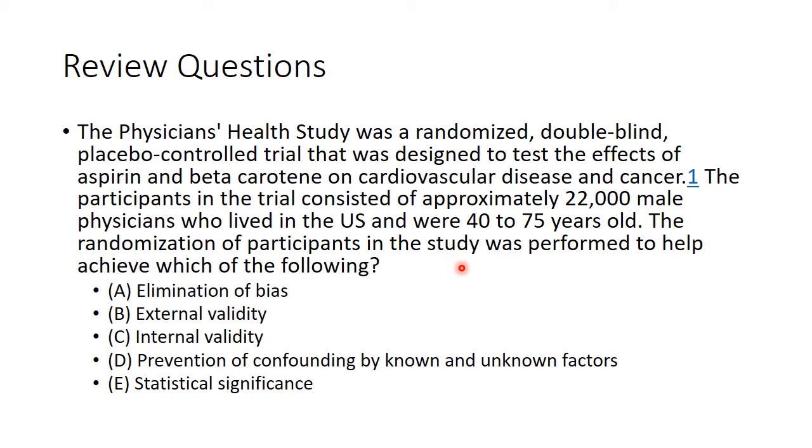So why do we randomize these participants? Eliminate bias. Can we ever eliminate all bias? It's hard to do. What's external validity? The generalizability. So again, taking this information from the study, who can we generalize it out to? So in this case, who could we generalize it to? Men. What type of men? 40 to 75 in the U.S.